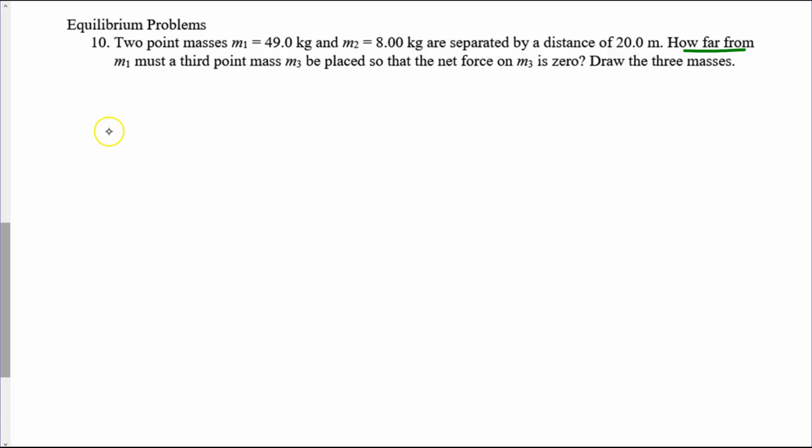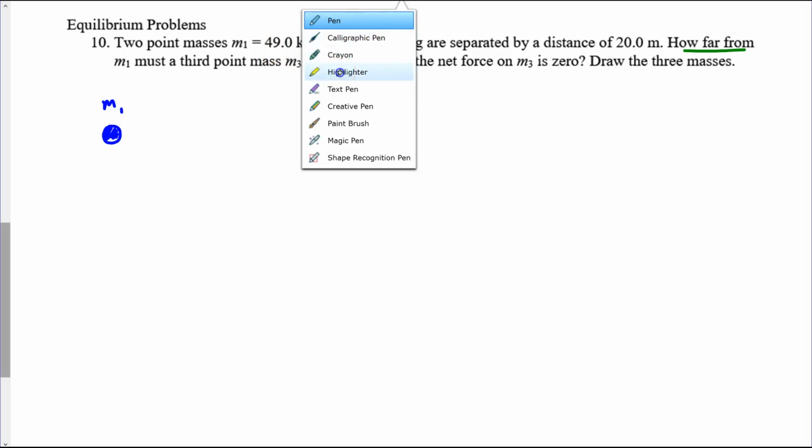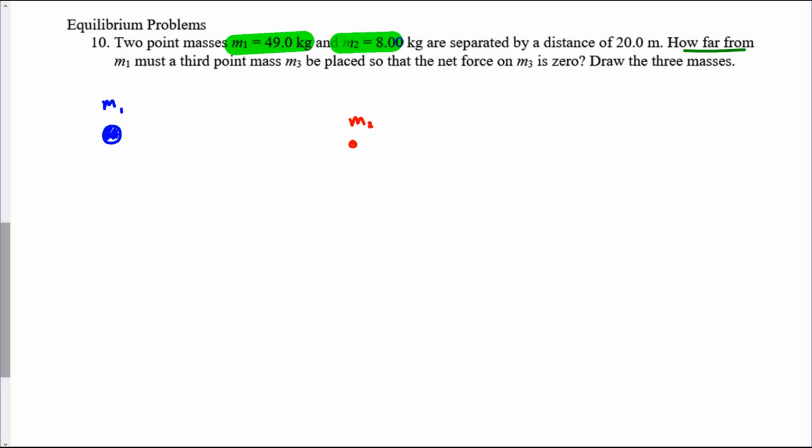In this problem, we have two masses, m1 and m2. m1 we can see is bigger, and m2 is smaller. Our task is to find how far from m1 to place a third point mass, m3. Hang on, let me draw m3.